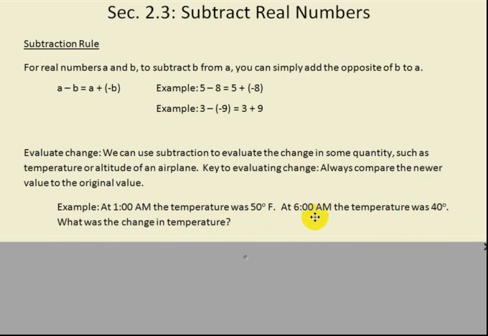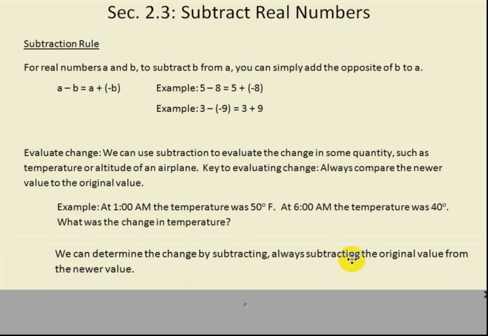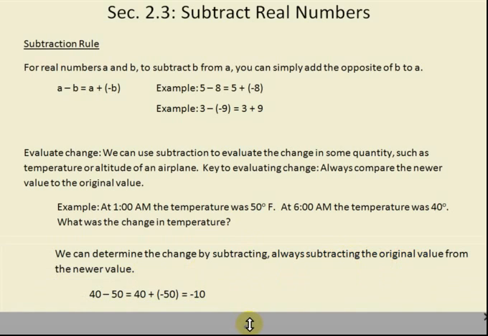So we want to compare the newer value, the 6 a.m. value of 40 degrees, to the original value, the 1 a.m. value of 50 degrees. And the way that's going to look with subtraction, always subtract the original value from the newer value. So regardless of how the sign turns out, take the original value from the newer value. So our original value is 50. We're going to subtract that from the newer value. So 40 minus 50, which of course we can rewrite as 40 plus negative 50.